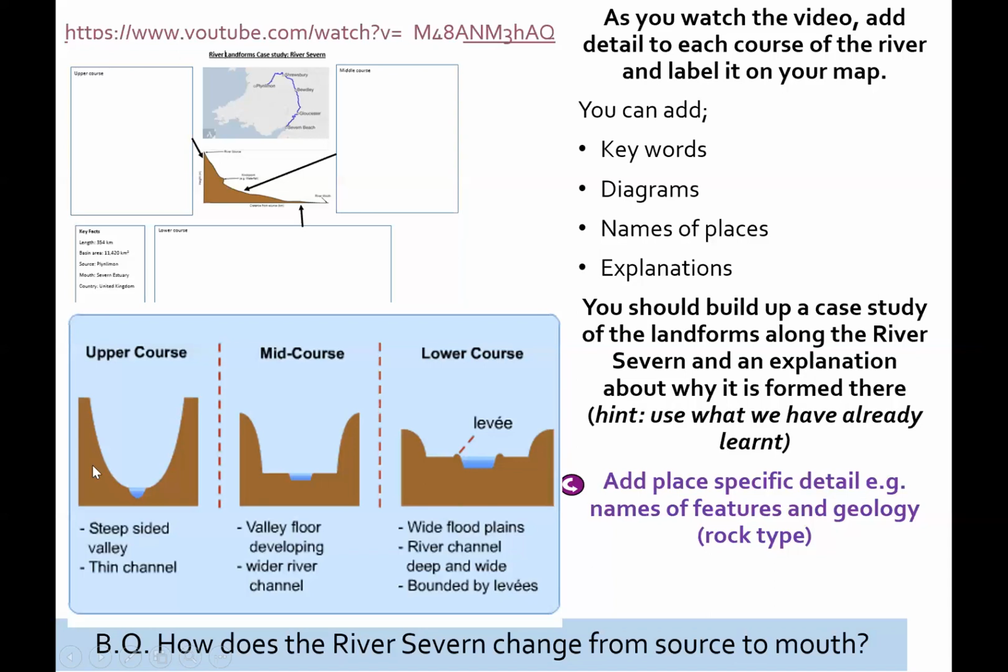I'll put on here for you just a bit of a recap of the valley and the channel cross profile. I suggest you add those into each box as well, just so you can see in the upper course, steep-sided V-shaped valley, narrow, shallow channel. Middle course, a wider valley floor, a wider and a deeper channel, and then when you get to your lower course, you've got your wide flat valley with your widest and your deepest channel.